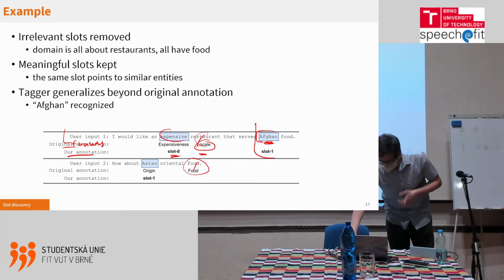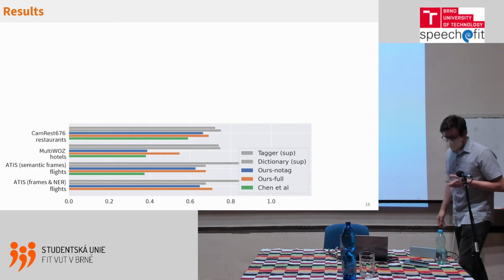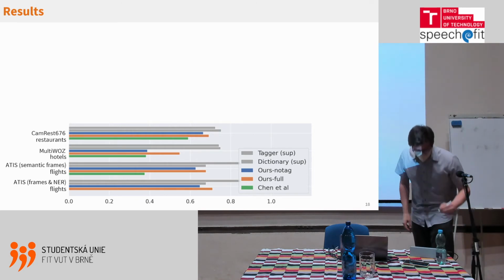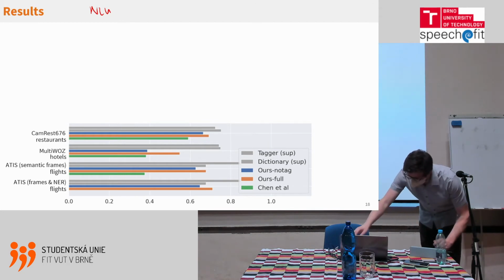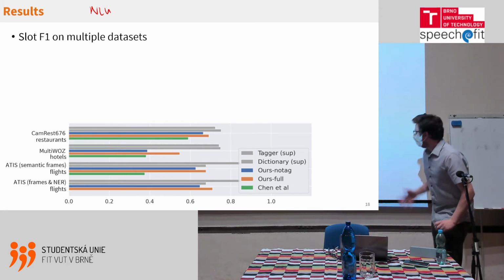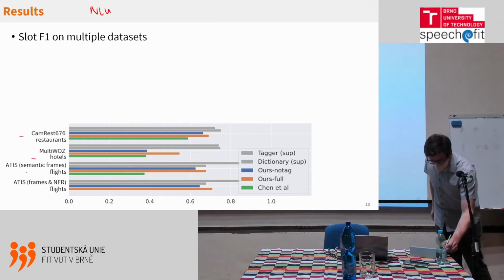It's definitely not perfect. So if you look at the results, here I'm comparing natural language understanding, and it's slot F1 on various different data sets. So you have restaurants, hotels, and flights in 2 versions.